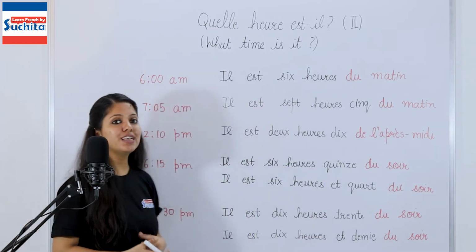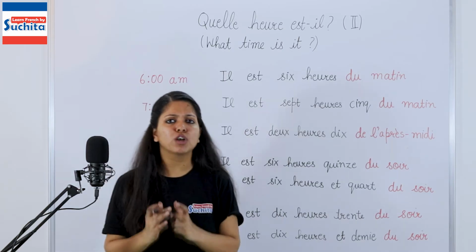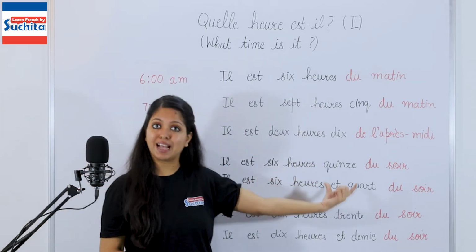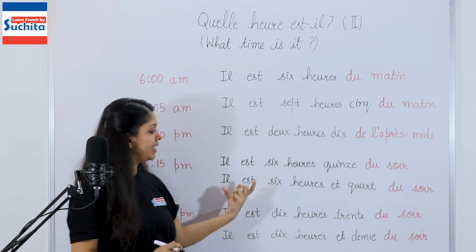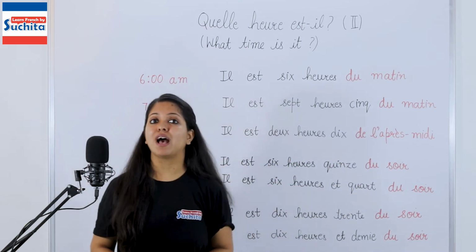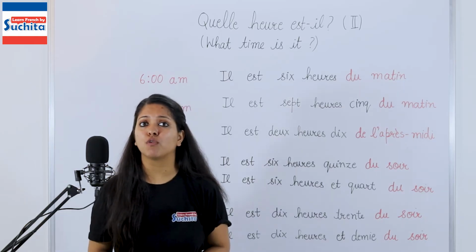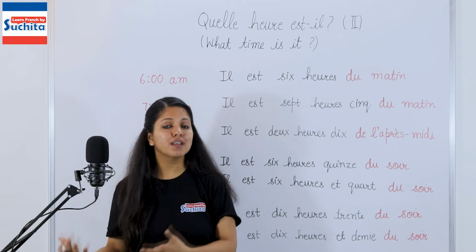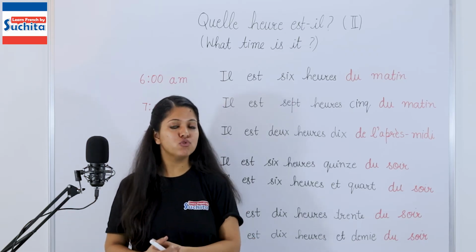Next, if you want to say it is 6:15 p.m. So this part of the day is evening now. So you say il est 6h15. You can also say il est 6h15 du soir. Du soir, that means of the evening. Il est 6h15 du soir.